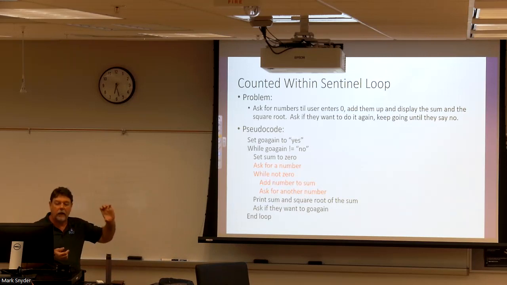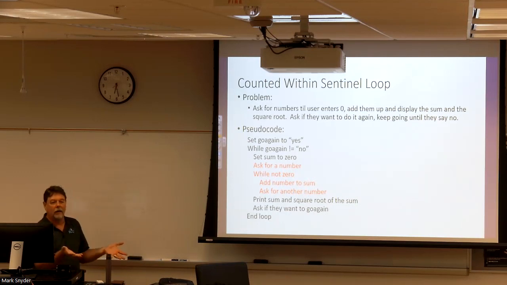So inside that big outer loop, I'm going to set the initial condition again because it's a separate inner loop. So set the initial condition, sum to 0, ask for a number. While it's not 0, add it to the sum, ask for another number. Loop, loop, loop. Eventually they enter 0. I get out of the inner loop. I print the sum, I print the square root, and then I say, do you want to go again? They either say yes or no or something else bizarre. But I keep doing that outer loop until they say, no, I don't want to go again.